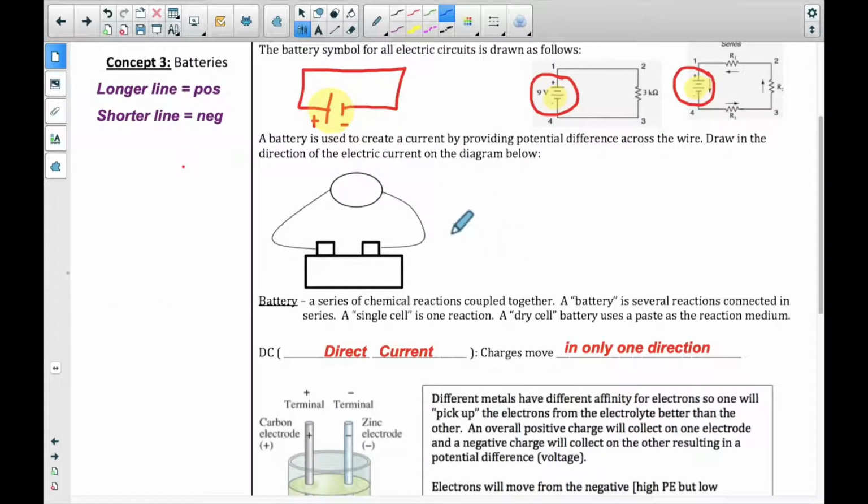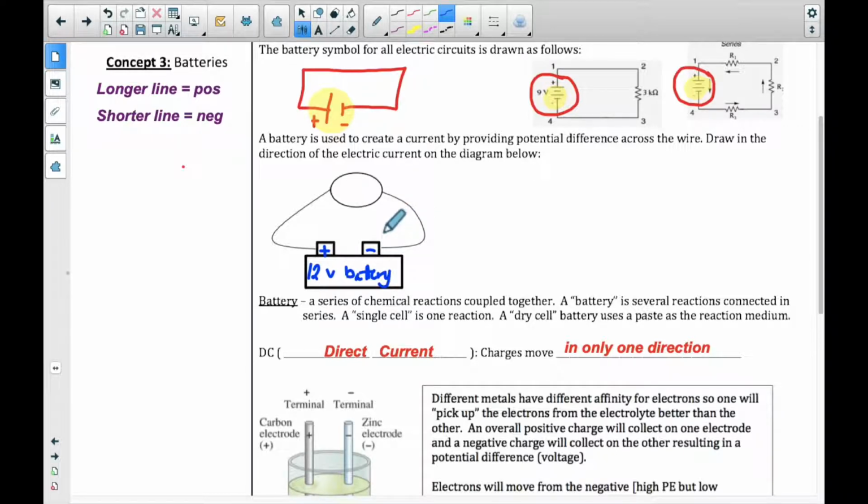Okay, let's look at this next example. A battery is used to create a current by providing potential difference across the wire. Draw in the direction of the electric current on the diagram below. Okay, so here we have a diagram. What this is supposed to be is, let's say this is a 12-volt battery. So that's our 12-volt battery. We're going to call this our positive and this our negative.